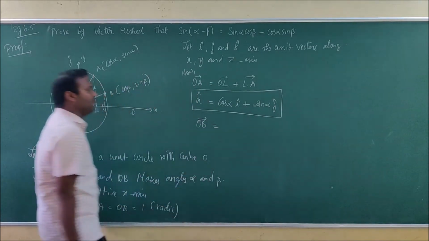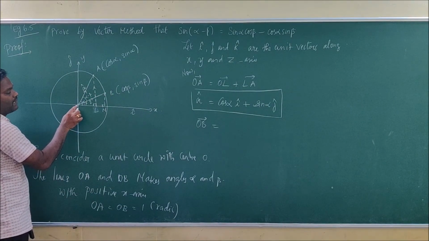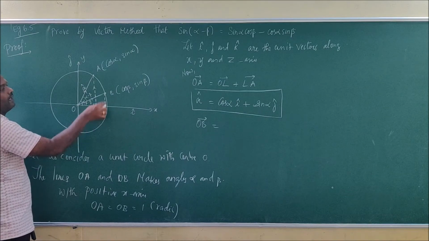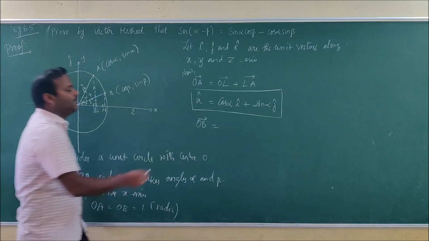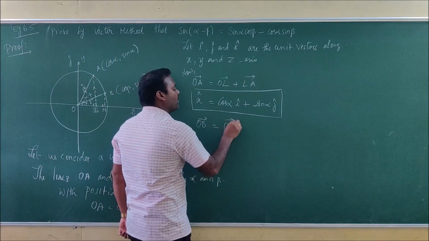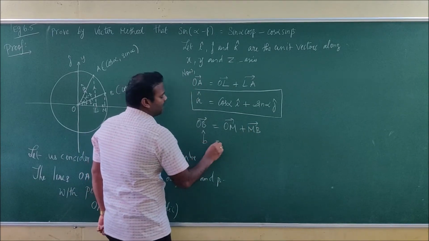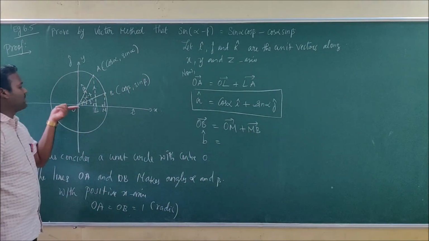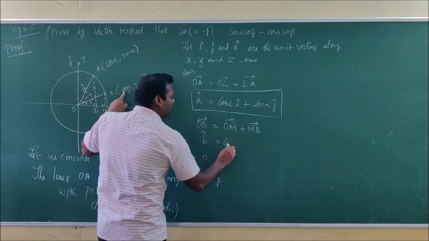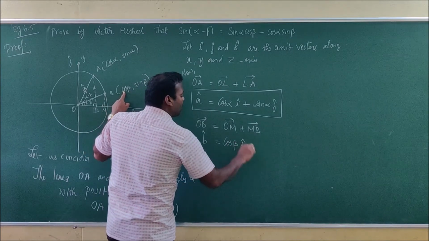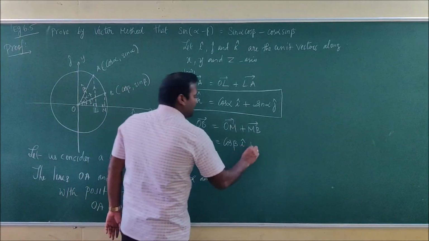Next we are going to write the OB vector. So OB vector is equal to, starting point is O and ending point is B, which can be written as OM vector plus MB vector. So OB vector can be taken as B cap. OM vector, the magnitude or length of OM vector is cos beta into the corresponding unit vector in that direction, i cap, plus MB vector.